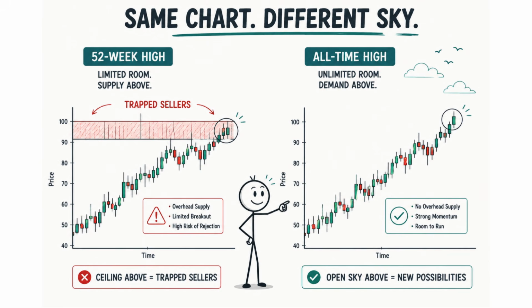Stock 2 is at an all-time high. Nobody who ever bought it is underwater. There's no overhead supply. Clear sky above. One has sellers waiting above. The other has nothing but open air. That changes everything about how the breakout behaves.